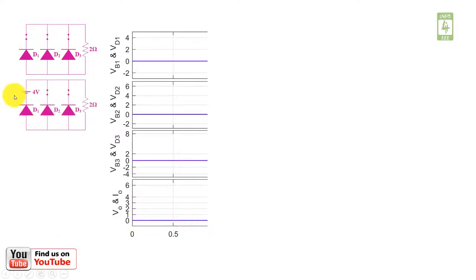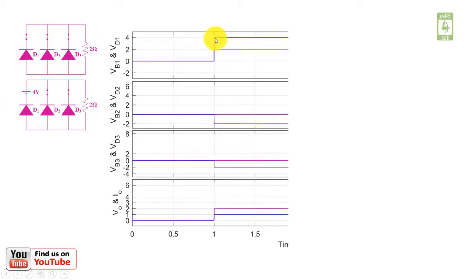In the second step, I am considering a 4-volt battery connected with D1. This is also shown in the waveform where the 4-volt battery voltage is here and the 2-volt drop across the diode is shown here. Correspondingly there will be a net 2 volts across the 2 ohm resistance, which is shown here, and correspondingly there will be 1 ampere current through the 2 ohm resistance.